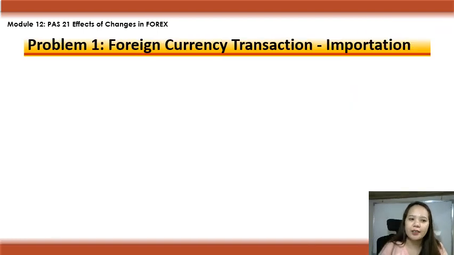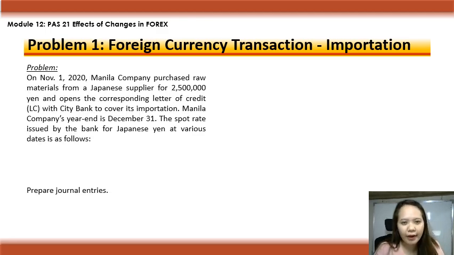Let's look at it. First, in this problem, foreign currency transaction involving an importation. When you say importation, nag-purchase ka, tapos babayaran mo siya in a foreign currency unit or in a unit other than your functional currency. Kunwari, in this problem, your functional currency is the Philippine peso, okay? So, the problem, meron kang binili, tapos na-receive mo siya, tapos babayaran mo siya on different dates.